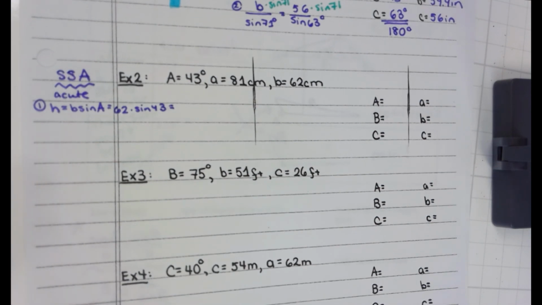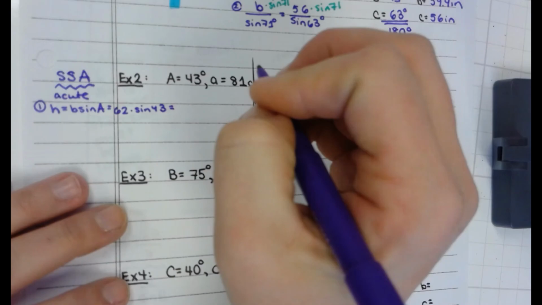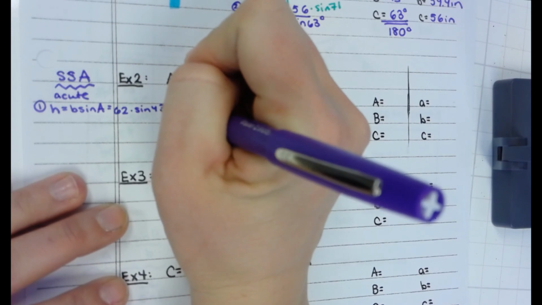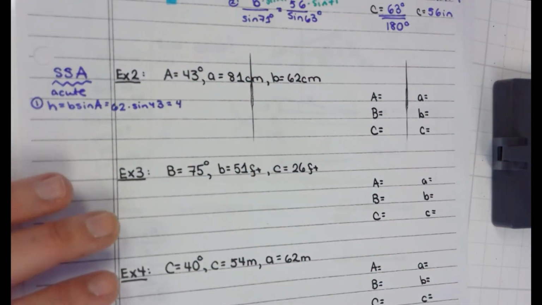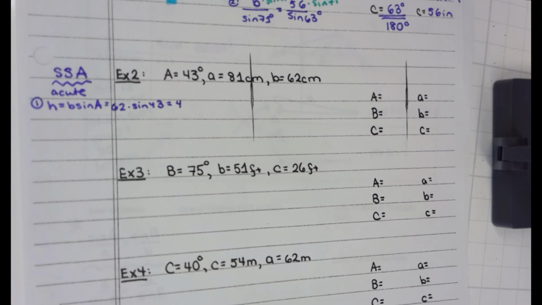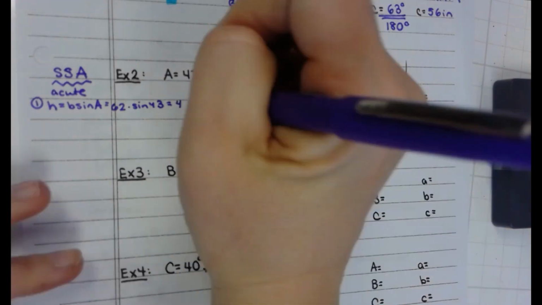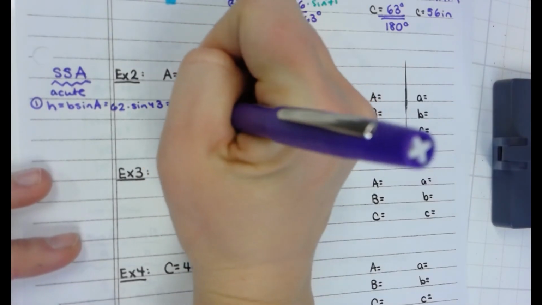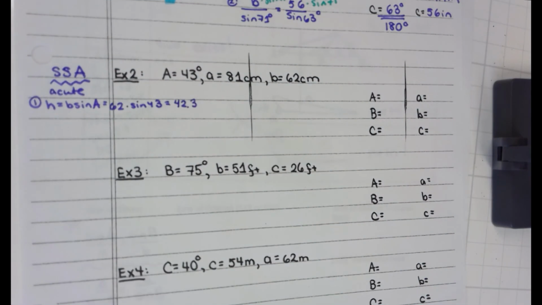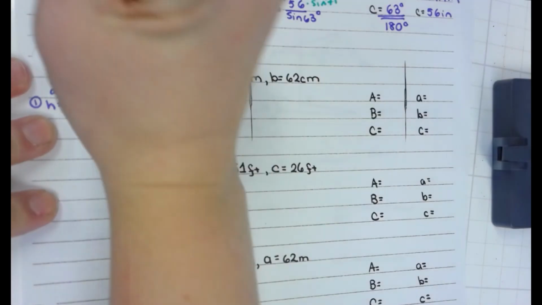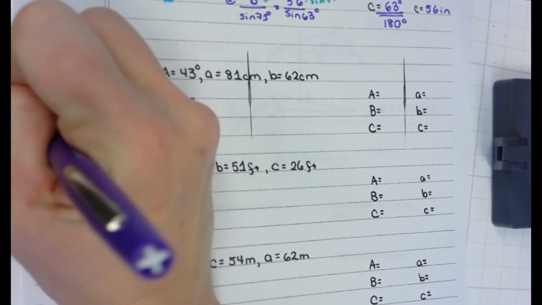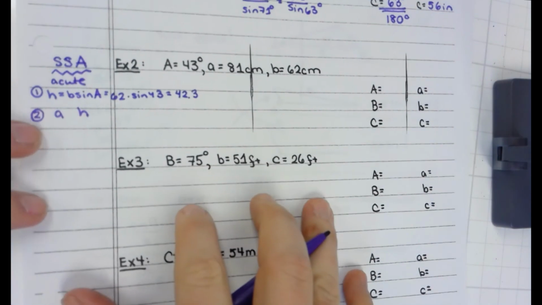Have you typed this in? Okay. 62 times the sine of 43. I'm getting 42. Can we check that again, please? Okay, 42.3. So now that we have this height, we're going to use our flow chart and we are going to compare. How does A compare to H?